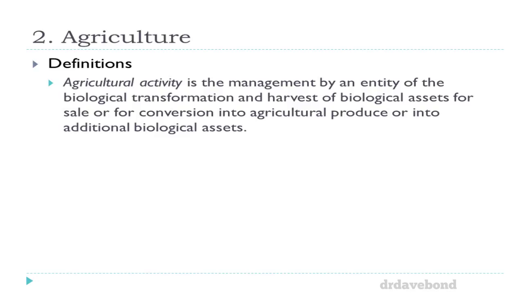It's talking about conversion into, so harvest of biological assets. Management of an entity of the biological transformation and harvest of biological assets for sale. Okay, sorry. For sale. So we're actually growing these things to sell off. Now, I don't know why the first thought that comes to my head are puppy farms, because they're not good things, but that's what they're doing. Conversion into agricultural produce, so shearing the sheep, you can get agricultural produce out of it, or into additional biological assets, you're just breeding these things for breeding.